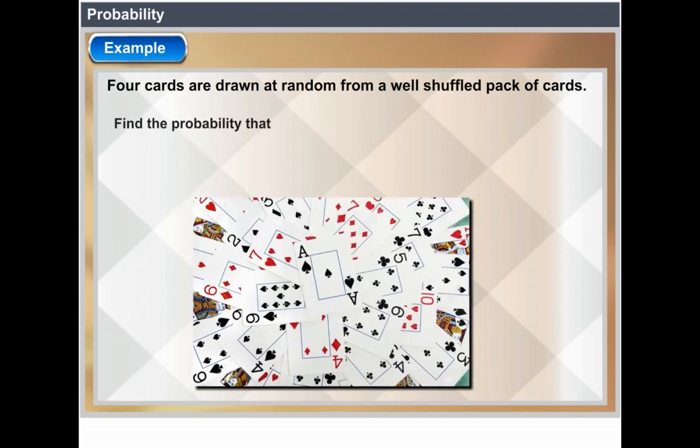Example. Four cards are drawn at random from a well-shuffled pack of cards. Find the probability that: subdivision 1, all the 4 are queens; subdivision 2, there is 1 card from each suit; subdivision 3, 2 cards are diamonds and 2 are spades.